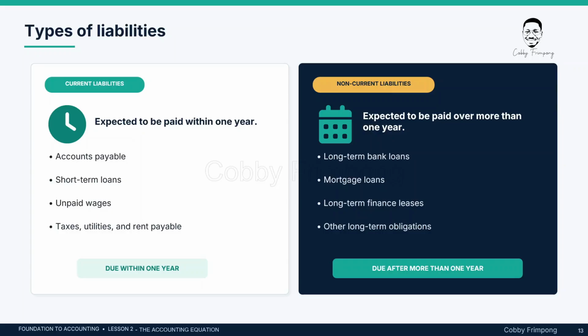Liabilities are grouped into two: current liabilities and non-current liabilities. Current liabilities are amounts expected to be paid within 1 year. Examples are accounts payable, short-term loans, unpaid wages, taxes, utilities, and rent payable. Non-current liabilities are amounts that will be paid over a longer period, usually more than a year. These include long-term bank loans, mortgage loans, long-term finance leases, and other long-term obligations.